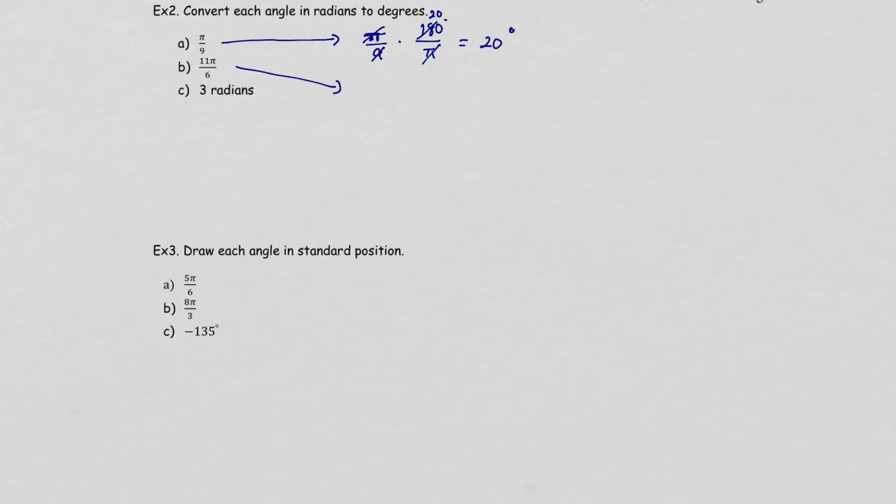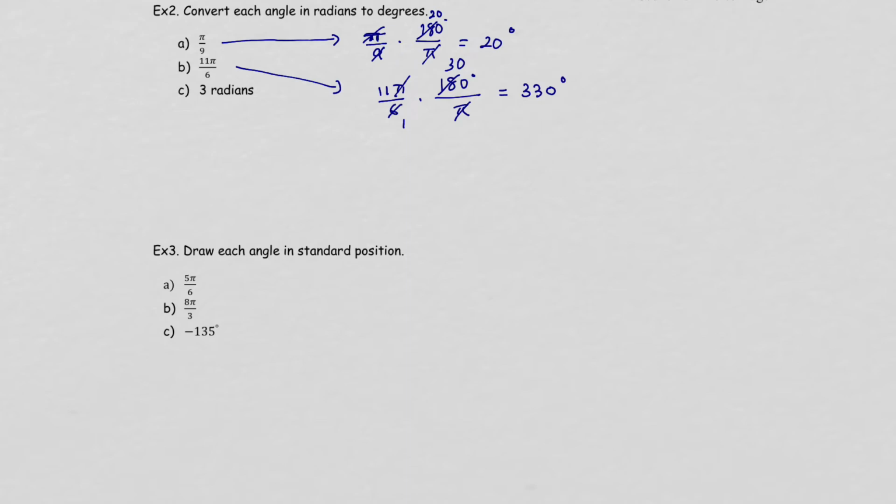Same thing, right? So 11 pi over 6, what are we multiplying? 180 degrees over pi. So pi will cancel out. And then when we reduce this, 11 times 30, so it will be 330 degrees.